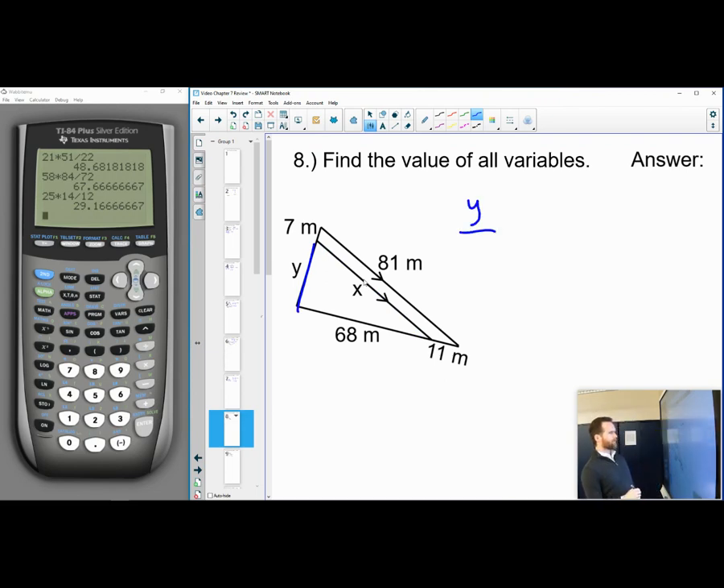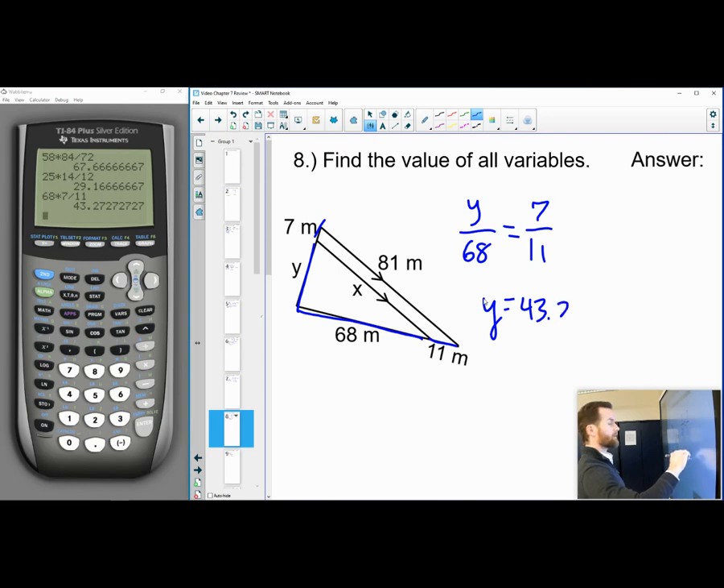So let's go y to 68 equals, and if we go y to 68, then we want it to be 7 to 11. 7 to 11. Y to 68, 7 to 11. That looks good to me. Then we cross multiply, so it's 68 times 7, and divide that by 11. This is definitely going to be something repeating. Yeah. Y comes out to 43.27 repeating.